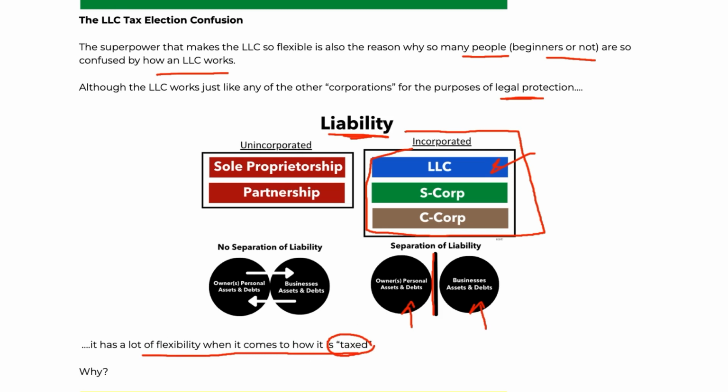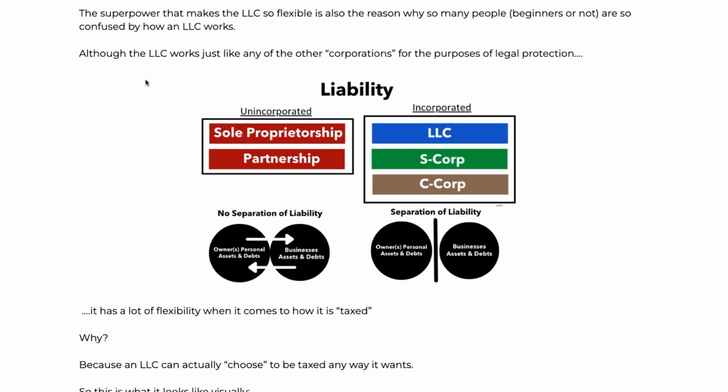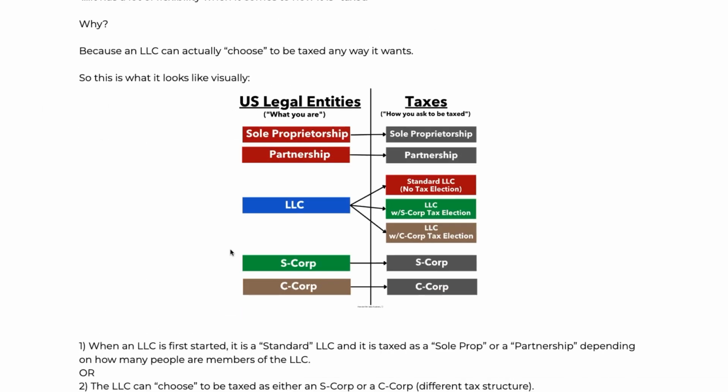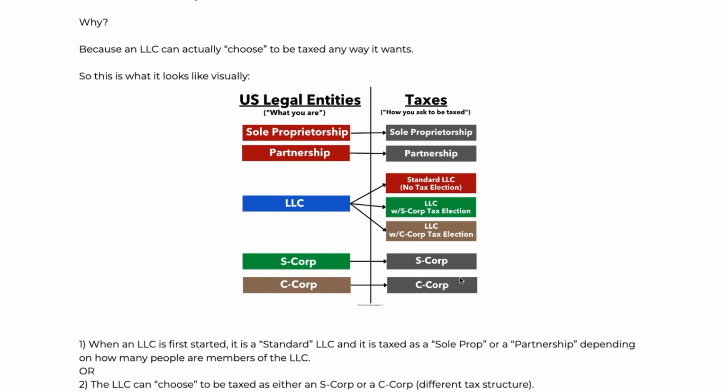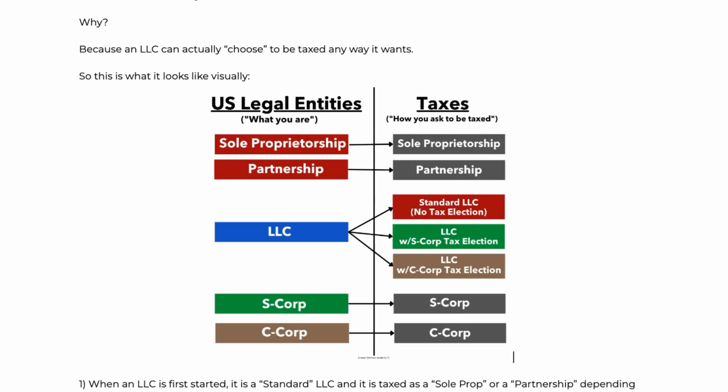Why? Because here's the crazy thing about this. An LLC can actually choose to be taxed in different ways, right? And when you say choose, it literally means it's just a form that you fill out and send to the IRS, saying, hey, I have an LLC, I want to be taxed like this, okay? And visually, this is what it actually looks like. Now, let me go ahead and make this a little bit bigger. There we go. I wanted to make this bigger so you can see this very clearly.